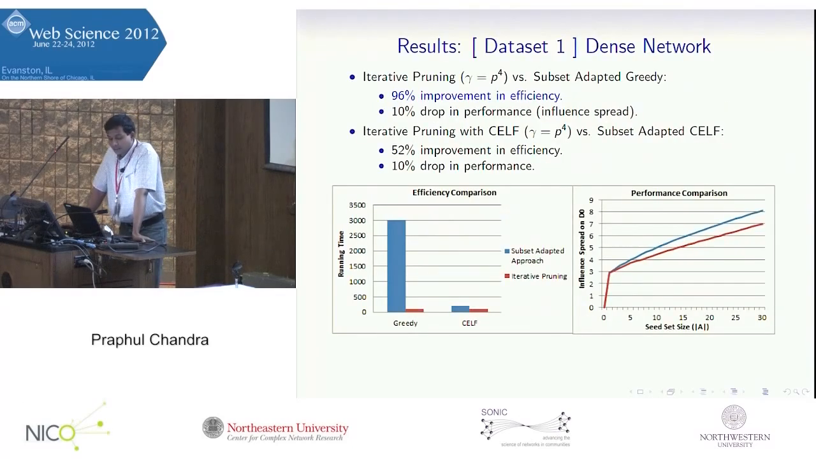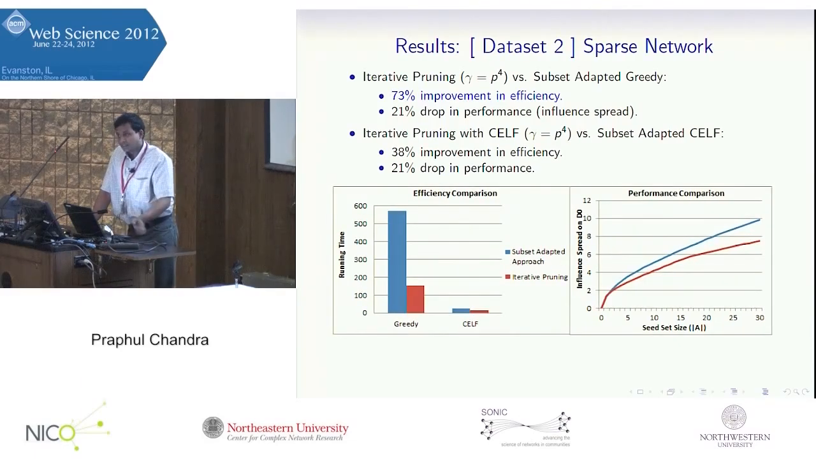So our experiments show up to 96% improvement in efficiency when compared to greedy, and about 52% improvement in efficiency when compared to SELF, with a 10% drop in the influence spread. Like I said, the choice of gamma is the tunable parameter which you can use to trade off between the efficiency gain and the drop in performance. In this case, you get a drop of about 10% with a gain in efficiency of about 96%. And on another data set, which is a sparse network that we chose, we had an efficiency gain of about 73%, with a much higher drop in influence spread.